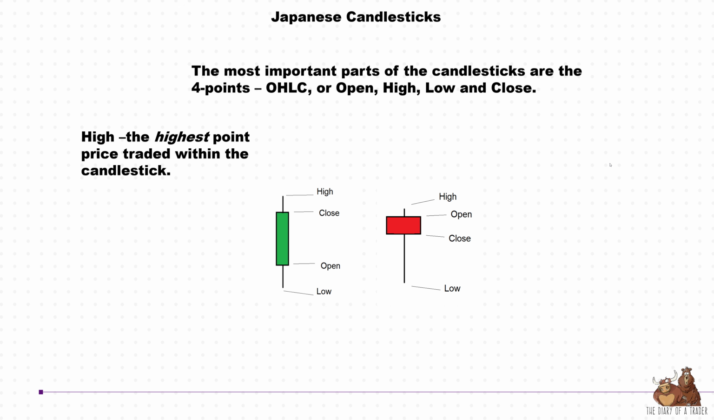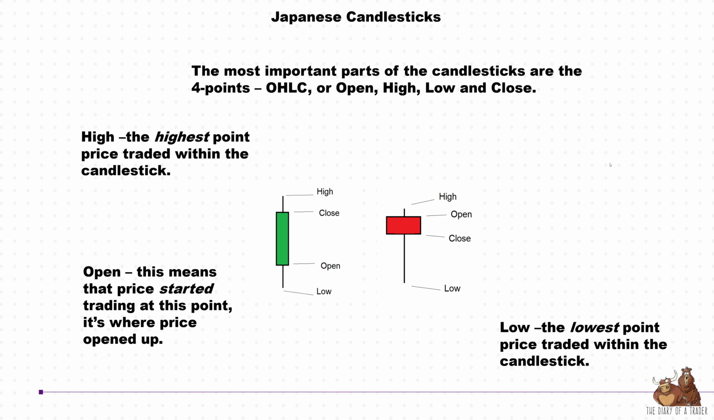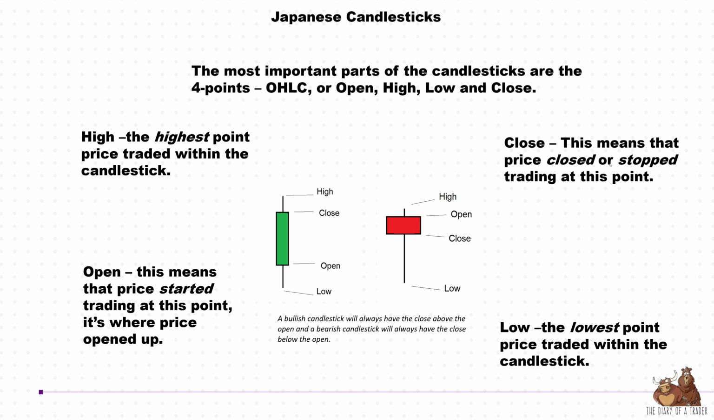The high is the highest point that price traded within the candlestick. The low is the lowest point that price traded. The open is where price started, and the close is where price stopped.